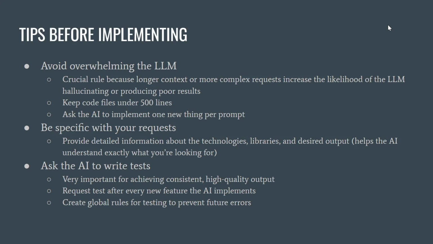And what I mean by ask the AI to write tests, it's very important for achieving a consistent high quality output. So you could request a test after every new feature the AI implements. So in this case, you could actually create global rules for testing to prevent future errors. So you could pretty much just tell it to test something out before actually creating a new feature. Or when you do create a new feature, you could ask the AI to run its own test to actually see if it works. And if it does work, then you're good to go on to the next step.